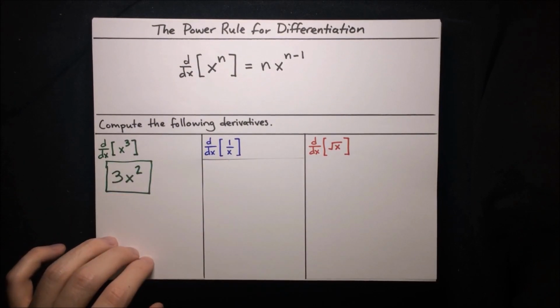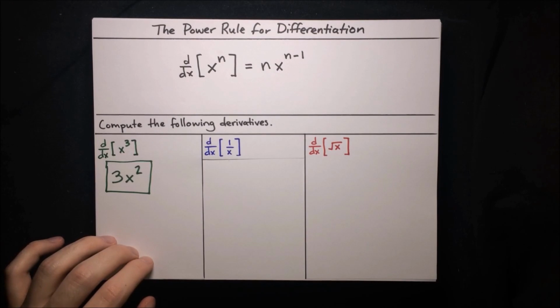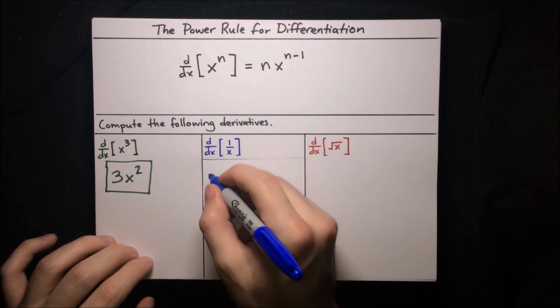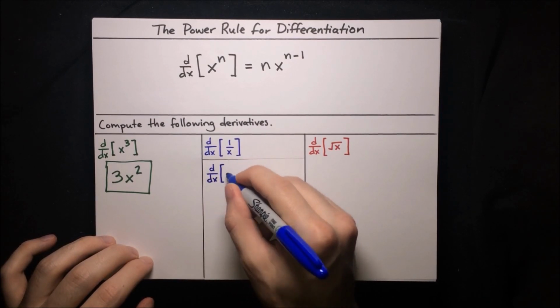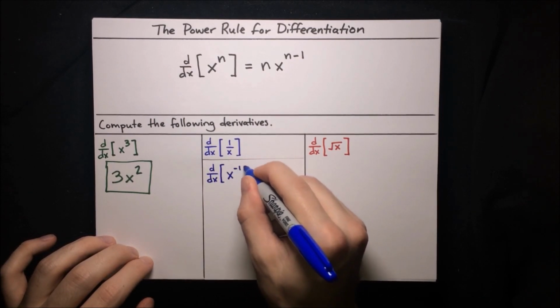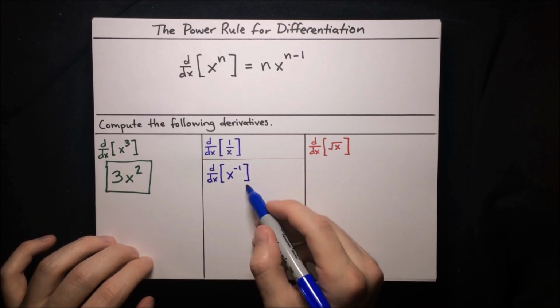Okay, on to the next problem, the derivative of 1 over x. Well, this is a bit trickier because 1 over x isn't in the form x to some power. So in order to apply the power rule to this expression, we first have to convert it to the form of x raised to some power. So x to what power makes 1 over x? Well, it's just x to the power of negative 1. So we'll write this as the derivative of x to the power of negative 1, and now we can go ahead and apply the power rule.